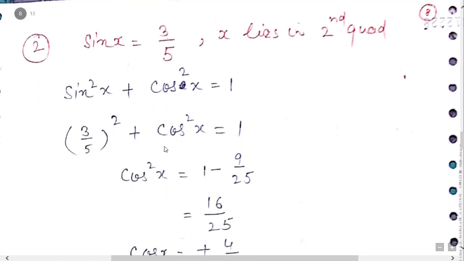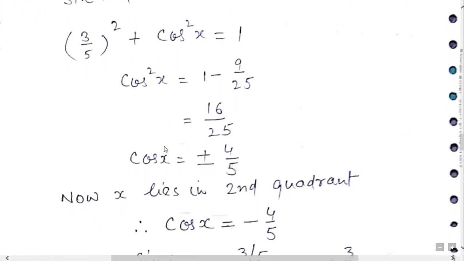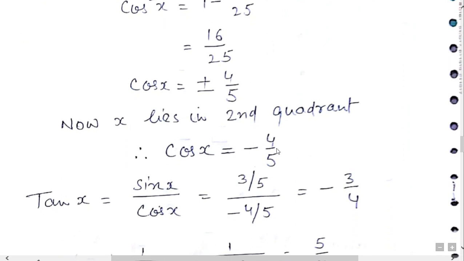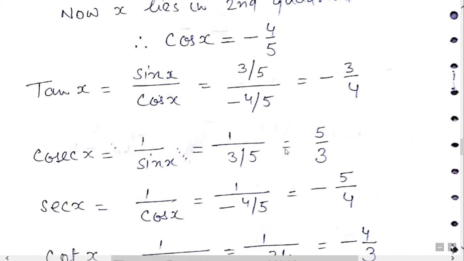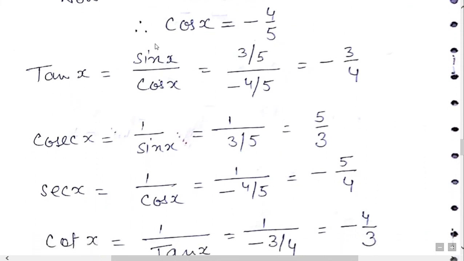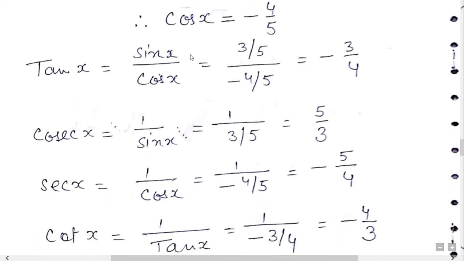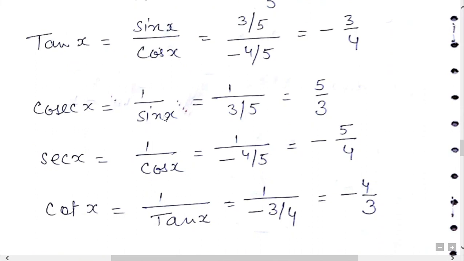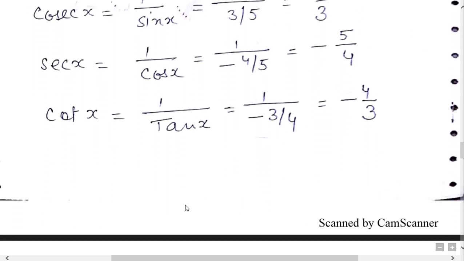A similar question is there. Hope you can do it easily. Sin x is equal to 3 over 5. Then cos x is minus 4 over 5, because it is in the second quadrant. Then similarly you can calculate the value of tan x. Then cosecant x, 1 over sin x, then secant x and cot x. Both the questions are similar.